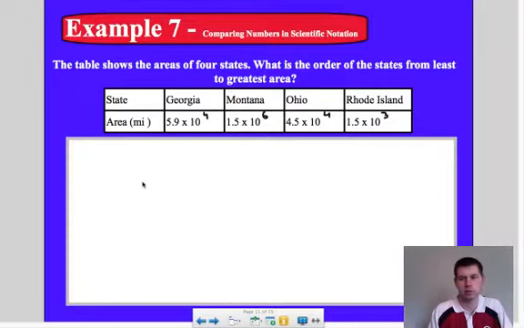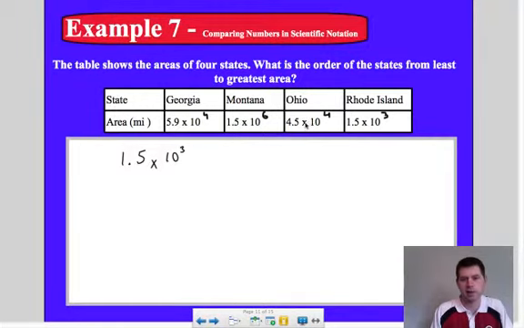Okay, so as I go least to greatest, the first thing I can do is, as long as they're all in scientific notation, I can look at their exponents. So the smallest one obviously is going to be the one with the smallest exponent. So each of these are 5.9, 1.5, 4.5, 1.5, all in scientific notation. So therefore I know that 1.5 times 10 to the third is my smallest.